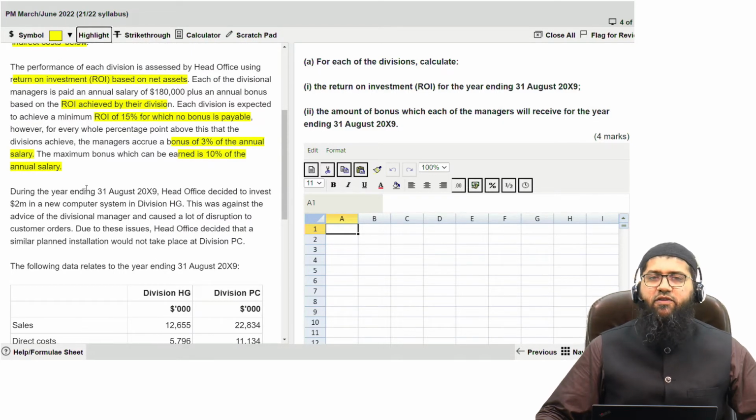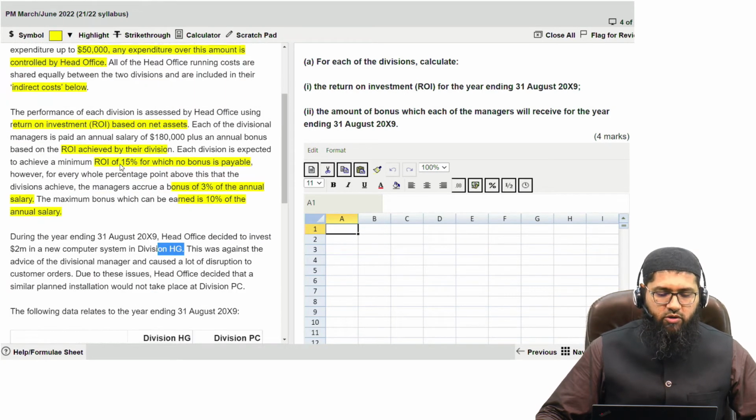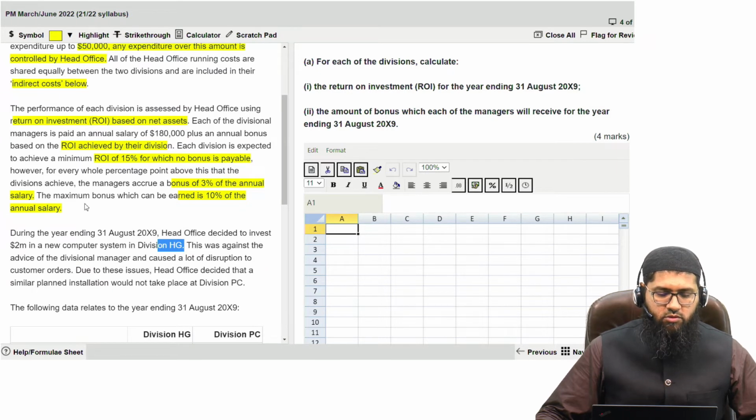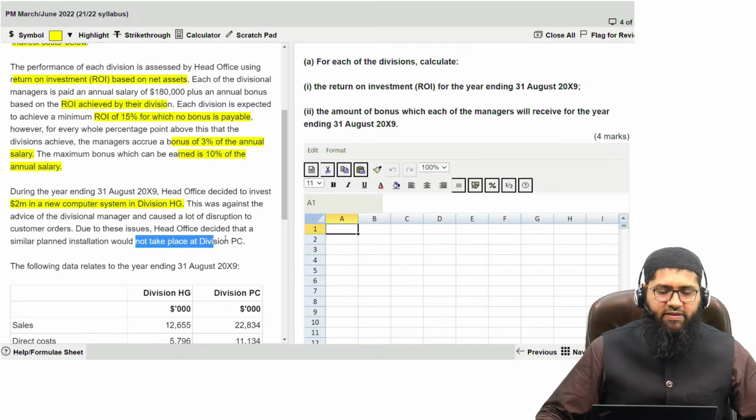During the year ending 31st August 2009, head office decided to invest 2 million in a new computer system in division HG, the household goods division. This was against the advice of the divisional manager and caused a lot of disruption to customer orders. Due to these issues, head office decided that a similar planned installation would not take place at division PC.